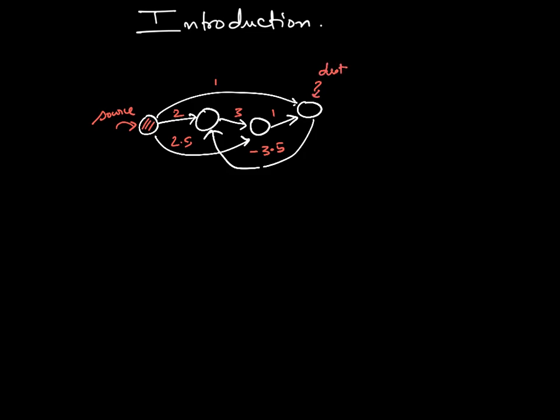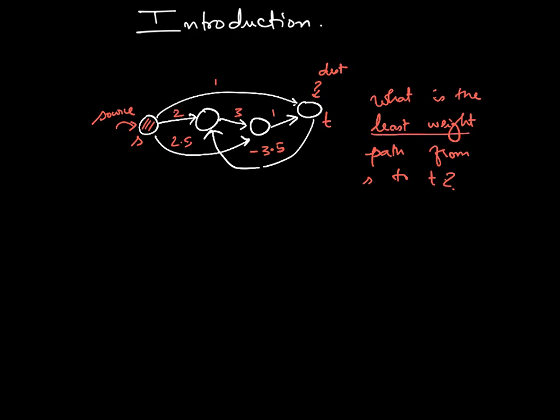Okay, so you ask the question, what is the least weight path from the source S to the destination T? So you want to know what's the path of least weight, and what's the weight of a path. So suppose I go directly from S to T. The weight of this path would be the weight of the edge S to T, which is 1.